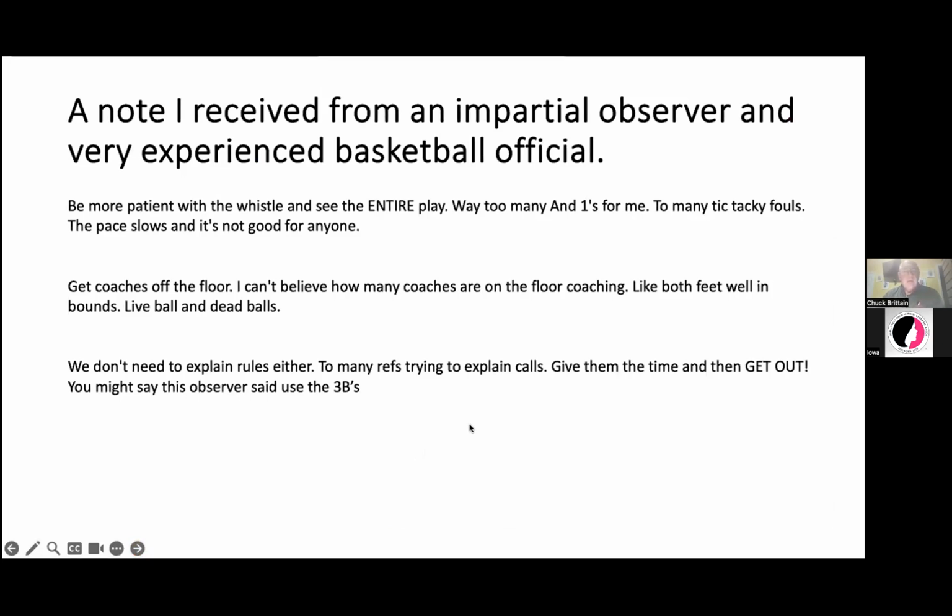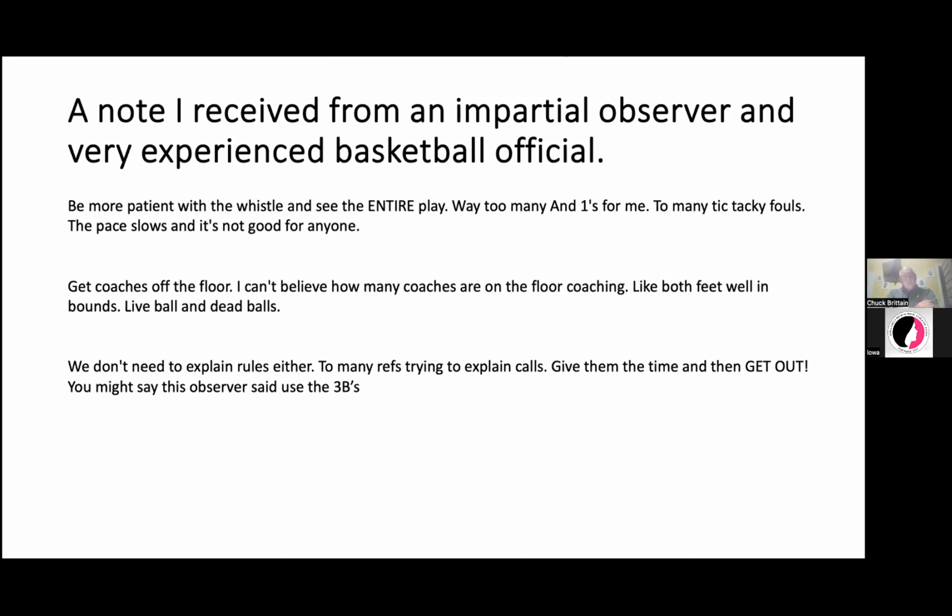And here's a note that I got from an impartial observer who's extremely experienced. And his comments are: be more patient with your whistles and see the entire play. Way too many one and ones. And then it kind of slows the game down and it's not really good. So really see the entire play and make the play happen before you put air in your whistle.